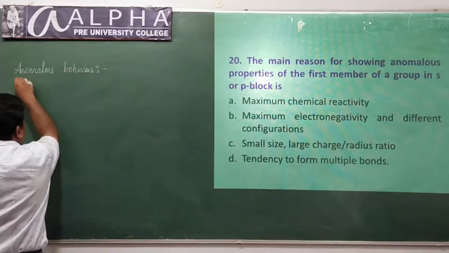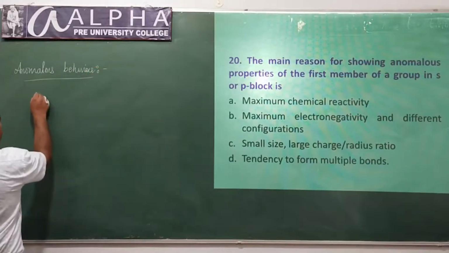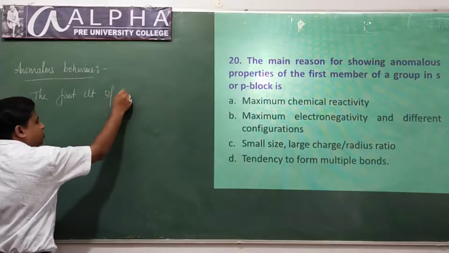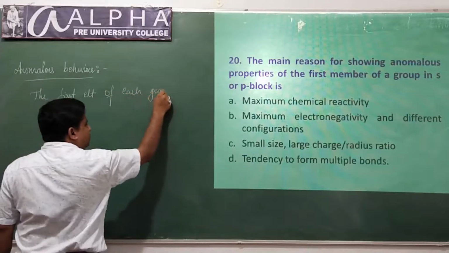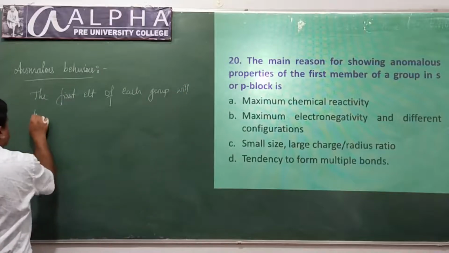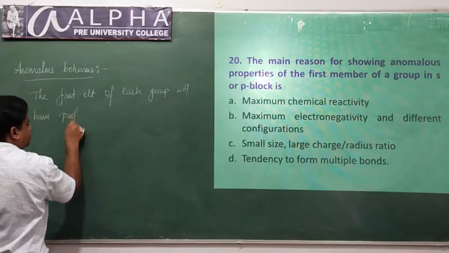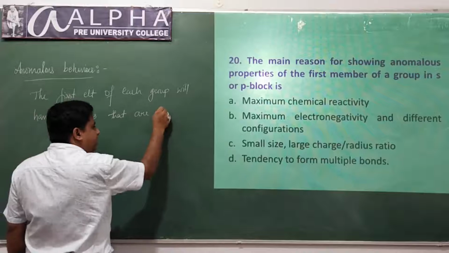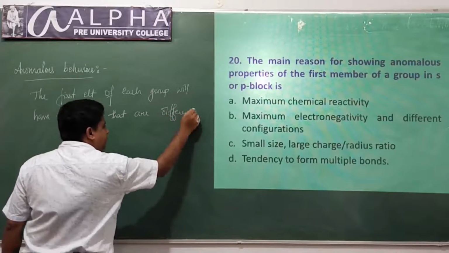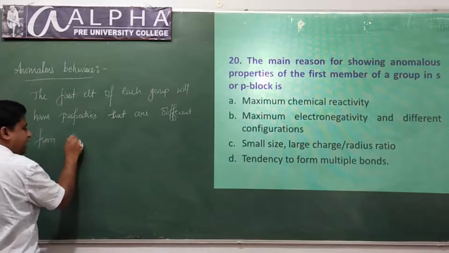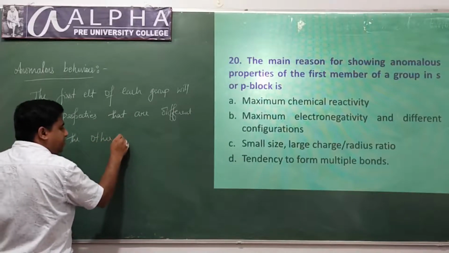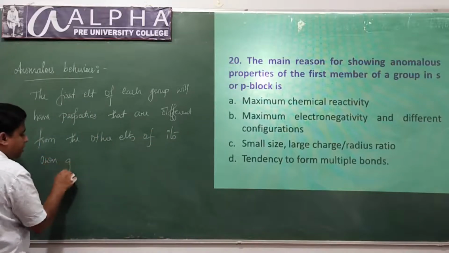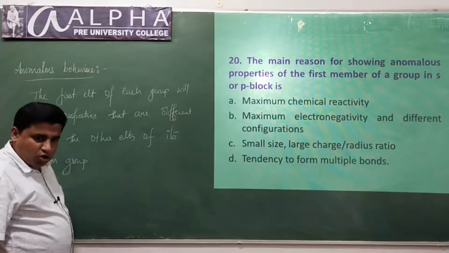What is anomalous property or anomalous behavior? See, okay, the first element of each group will have properties that are different from the other elements of its own group. This is what we call anomalous property or anomalous behavior.